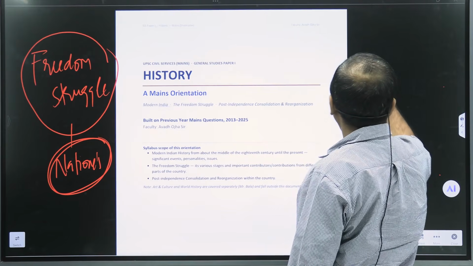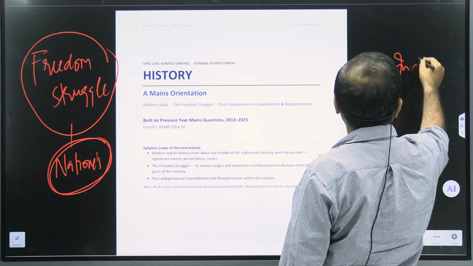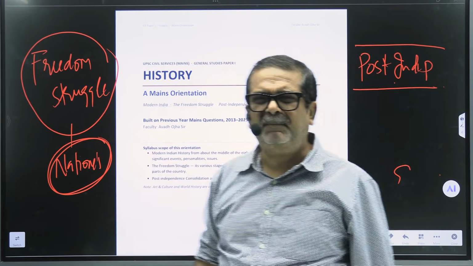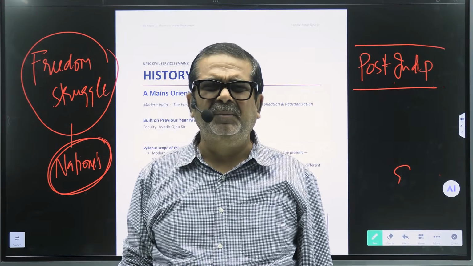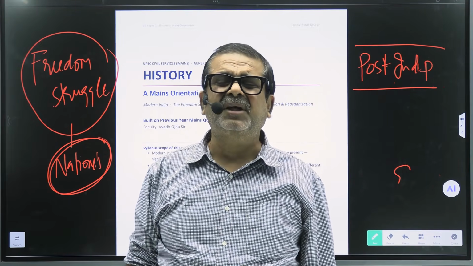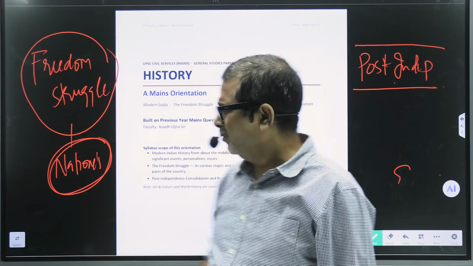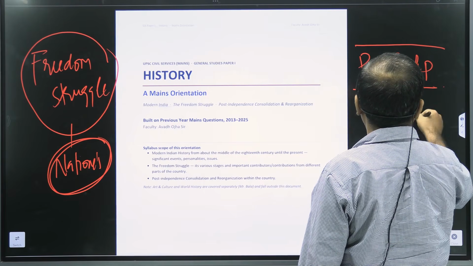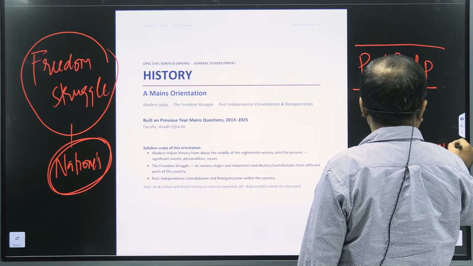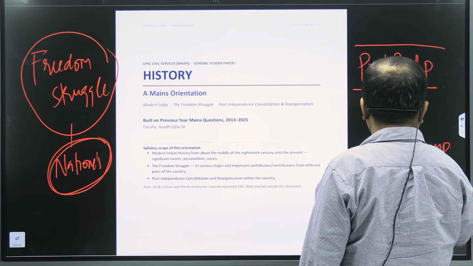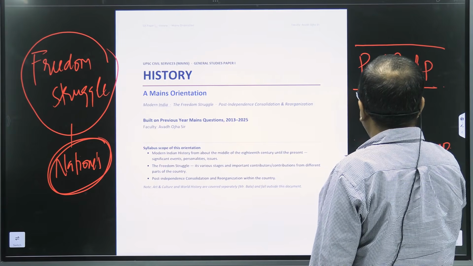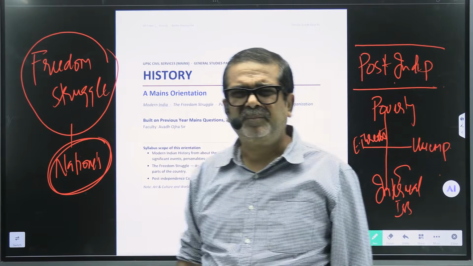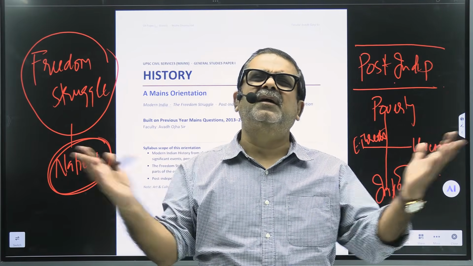फिर पोस्ट इंडिपेंडेंस, a colonial nation is born, suffering from poverty, unemployment, internal issues, external threats. Post-independence. A country is born whose major challenge is poverty, unemployment, internal issues, external threats, China and Pakistan. Everything was in darkness.